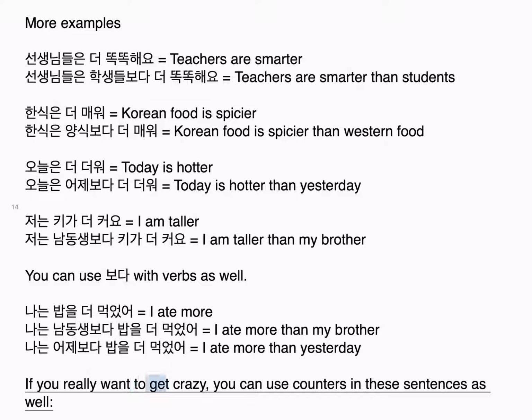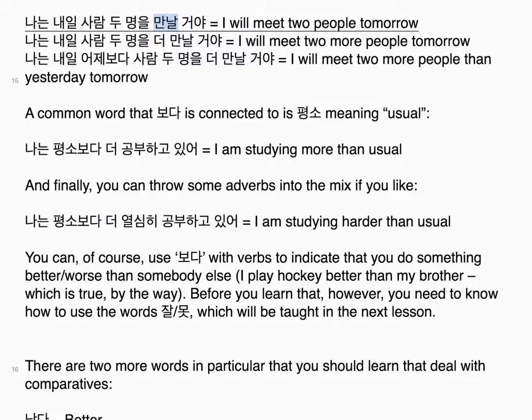If you really want to get crazy, you can use counters in these sentences as well. 나는 내일 사람 2명을 만날 거야. I will meet 2 people tomorrow. 나는 내일 사람 2명을 더 만날 거야. I will meet 2 more people tomorrow. 나는 내일 어제보다 사람 2명을 더 만날 거야. I will meet 2 more people than yesterday tomorrow.